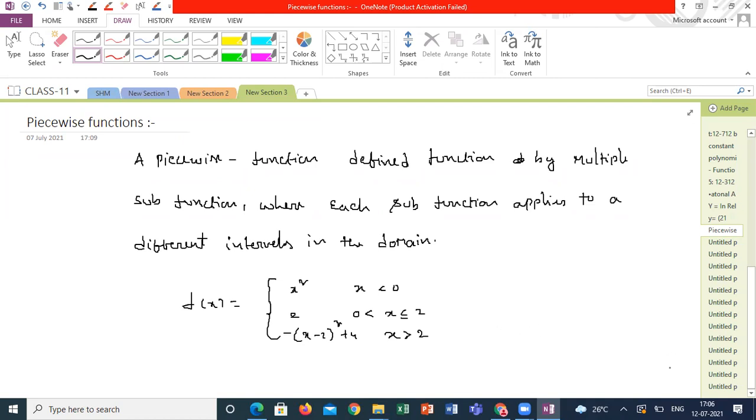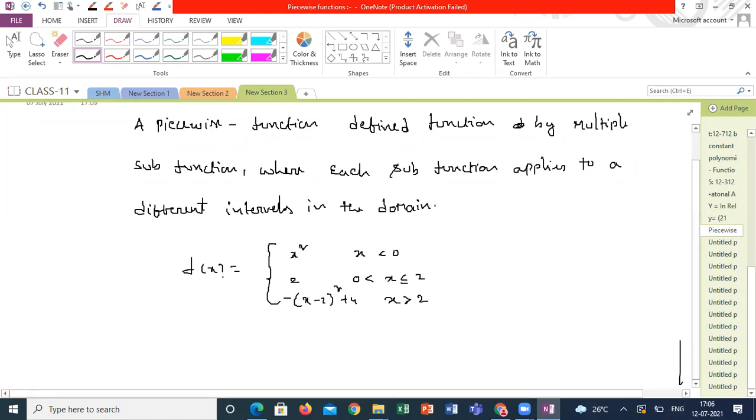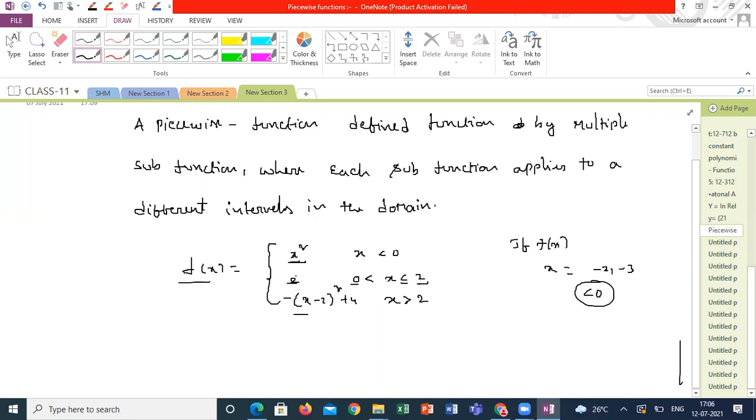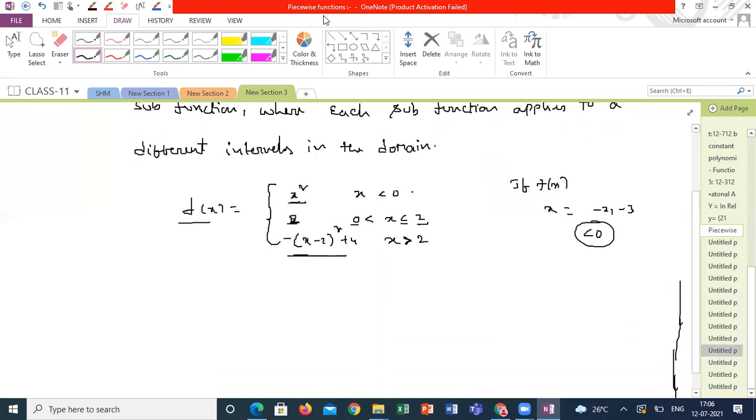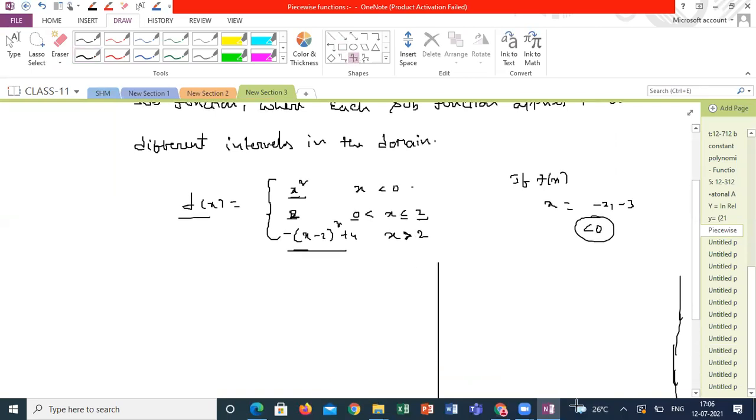This is also a function, but it is a combination of three different functions. Where x is some minus 2 or minus 3, which is less than 0, my function f of x is x square. Between 0 and 2, the function is 2, a constant function. And for x greater than 2, it is a quadratic equation. If I draw the graph for this, it will be easy to understand. It will come as different pieces.